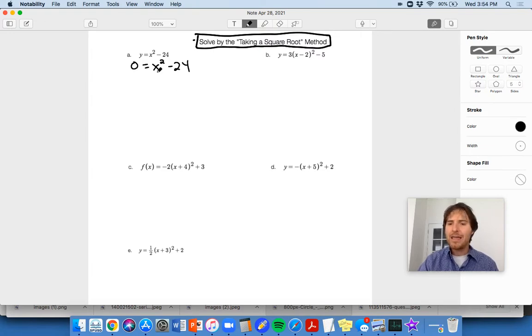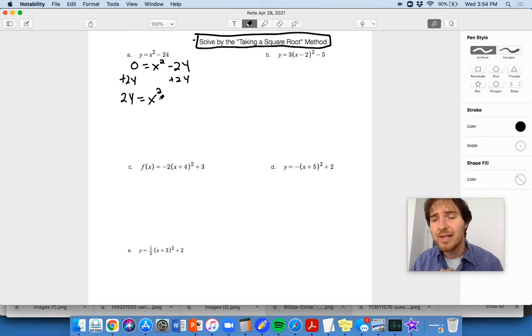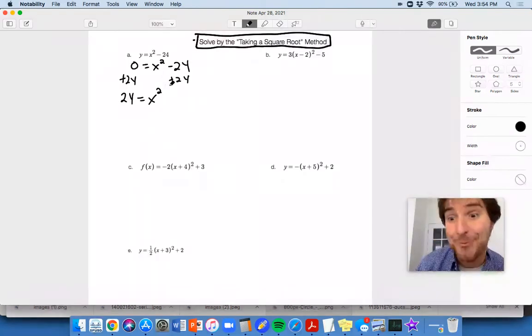I start away from x right here, add 24 to both sides. And I got 24 over here. I got x squared right here. Perfect. Now I got x squared isolated. I want to figure out the value of x, though, that makes y equal 0. I don't care what x squared equals to make y equal 0. I want to figure out ultimately what x is because that's what the x-intercept is. It's not the x squared intercept, which is not a real thing.